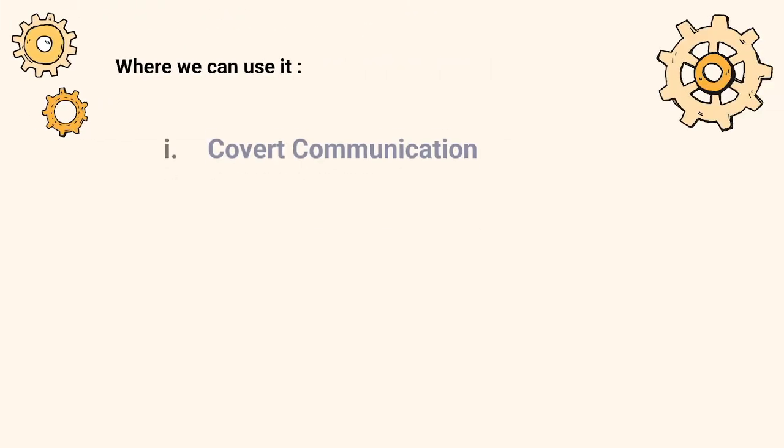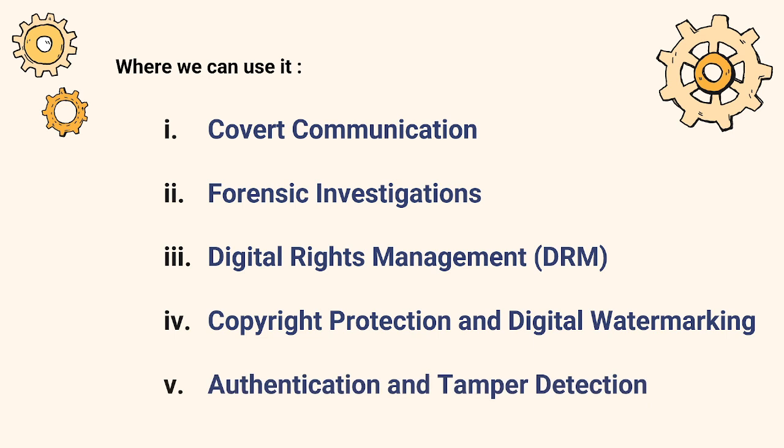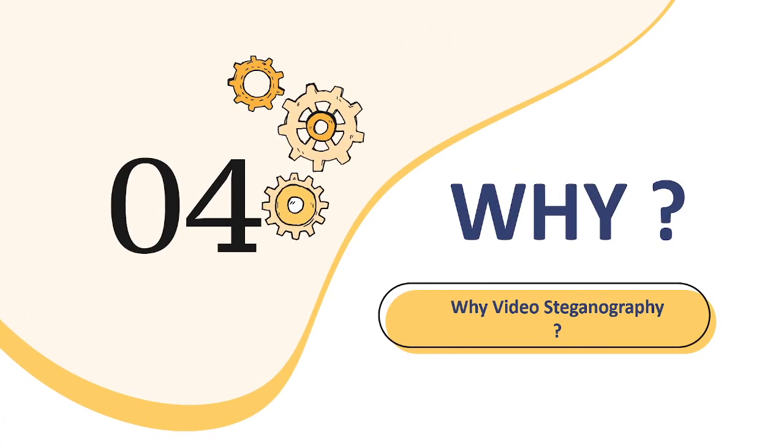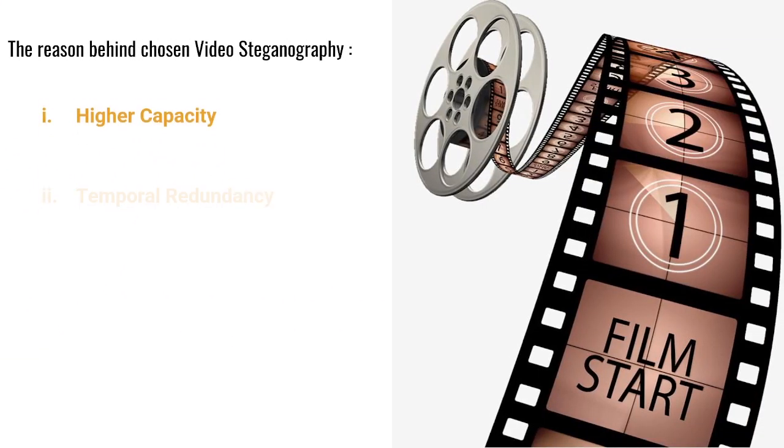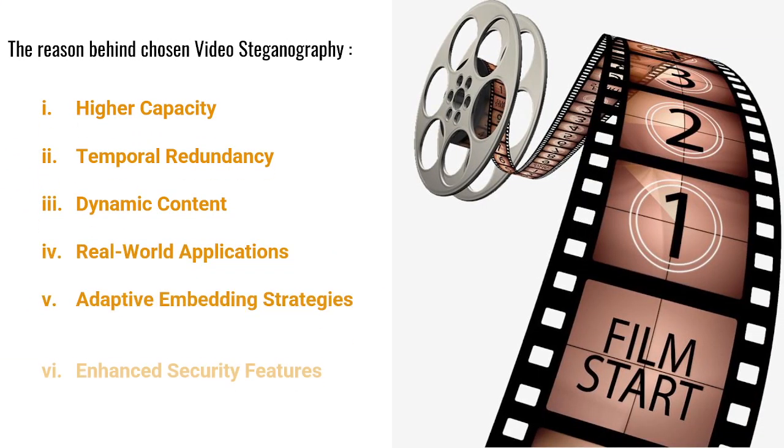Application. Why can we actually use this application? We can use this for covert communication, forensic investigation, digital rights management, copyright protection and digital watermarking, and authentication and tamper detection. The question is, why video steganography? The reasons behind video steganography are higher capacity, temporal redundancy, dynamic content, real world application, adaptive embedding strategies, and enhanced security features.